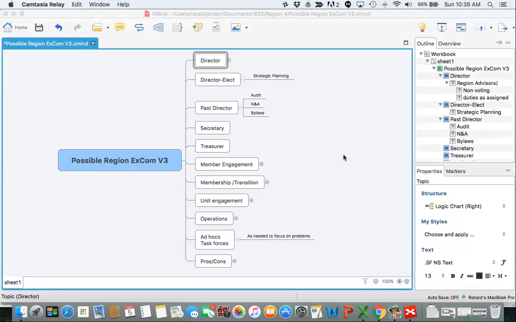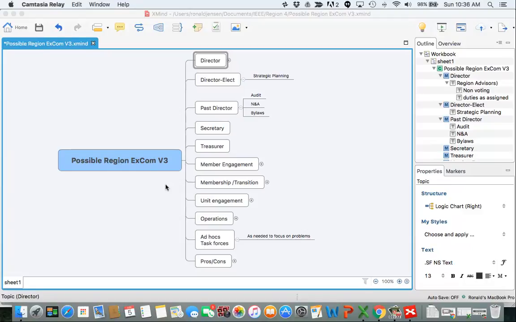I was asked if we could put together a video to discuss a potential organization change for Region 4. And this is the result of a lot of conversation, a lot of discussion, several trials. As you can see, it says version 3 here in the middle, and that's because we have gone through multiple versions.